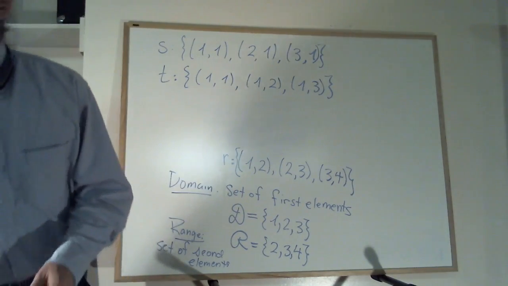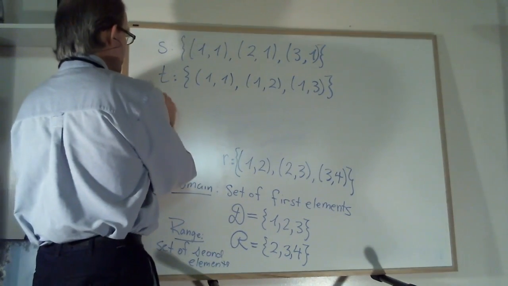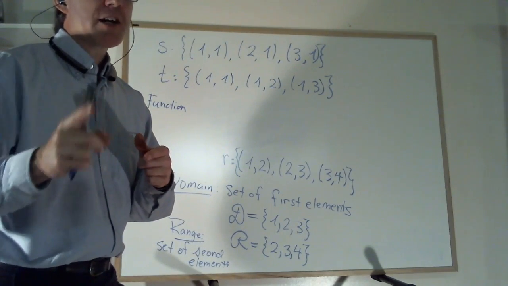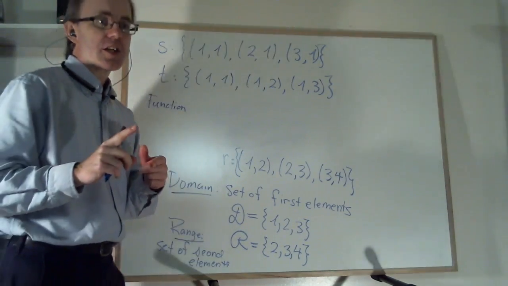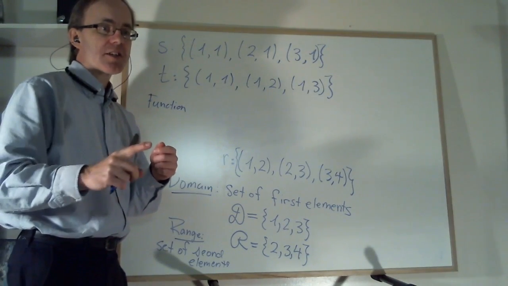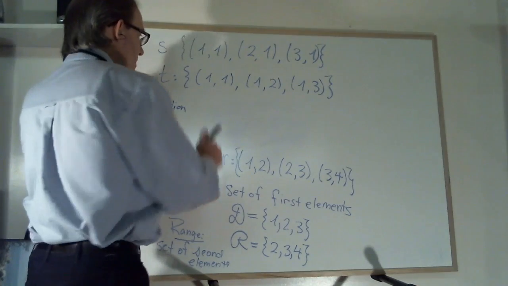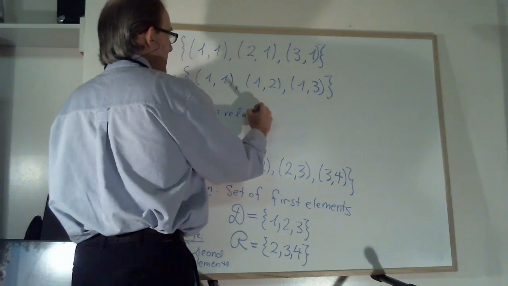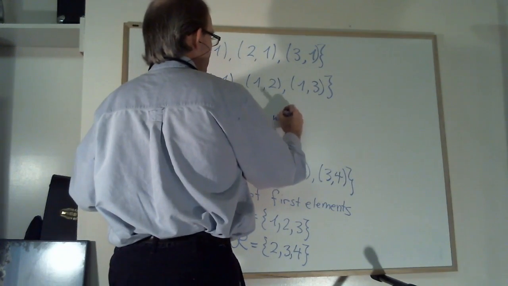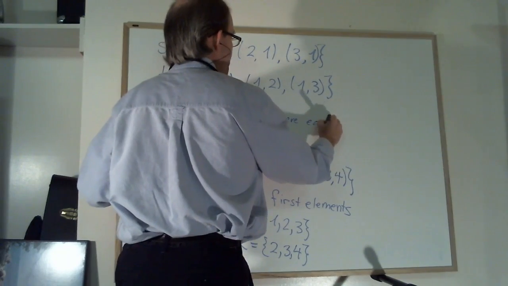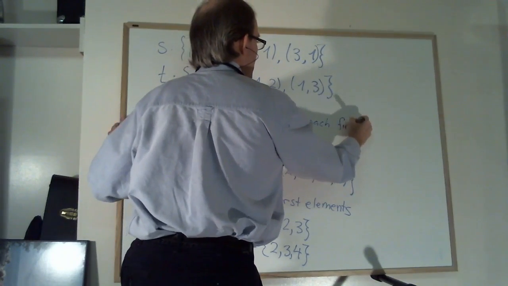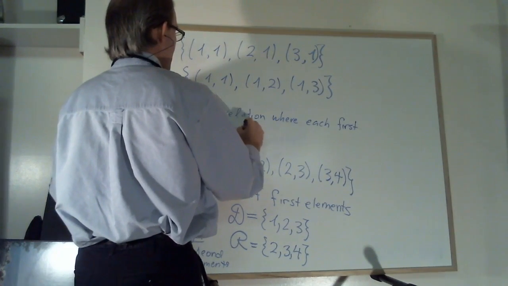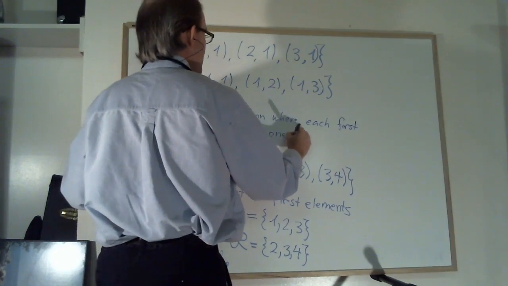Now that special property is that for a function, every value of x has just one value for y. So each different value of x has precisely one value for y. So a function basically is a relation where each first element has exactly one second element associated with it.